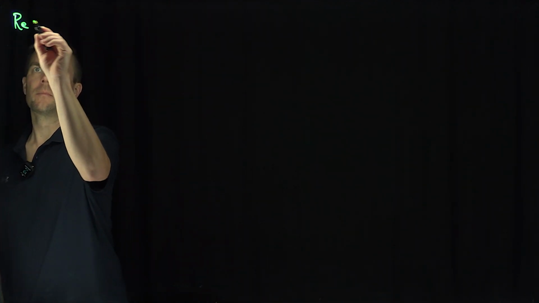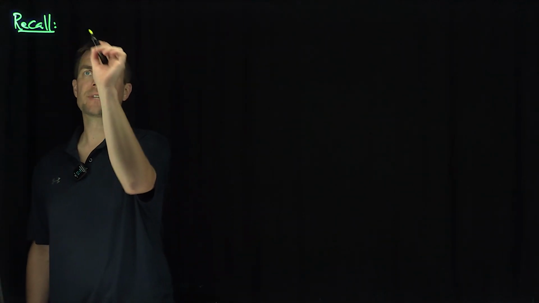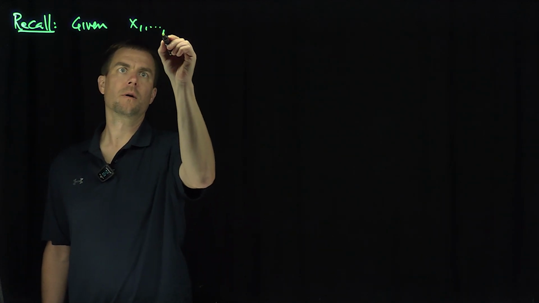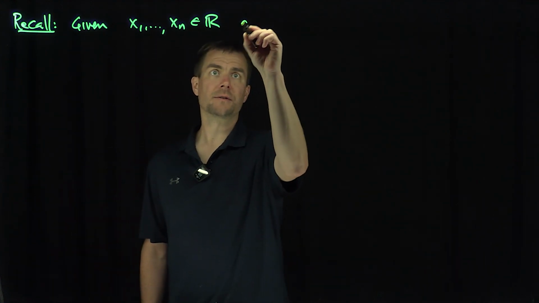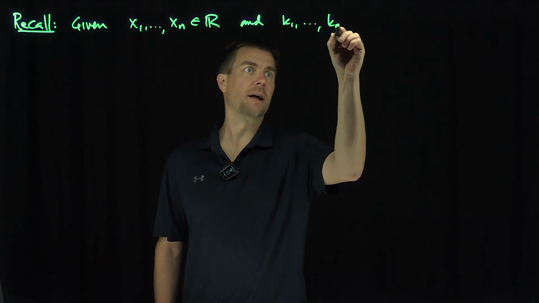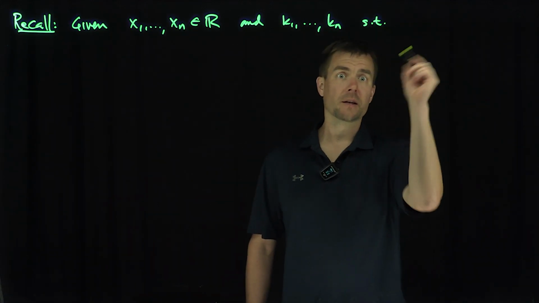Hello students, in this video we'll discuss a Schwarz Christoffel transformation which maps the unit disk onto a regular polygon. Let's recall the traditional setup. The traditional setup is that we're given x1 through xn, real numbers, and numbers k1 through kn, such that they're always between -1 and 1.